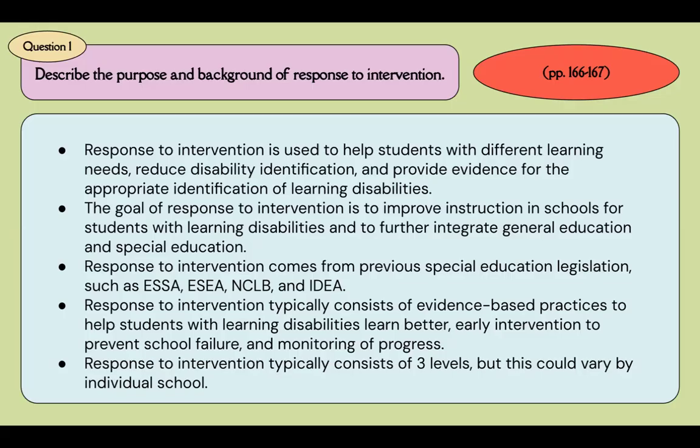NCLB, and IDEA. RTI typically consists of evidence-based practices to help students with learning disabilities learn better, early intervention to prevent school failure, and monitoring of progress. RTI typically consists of three levels, but this could vary by individual school.